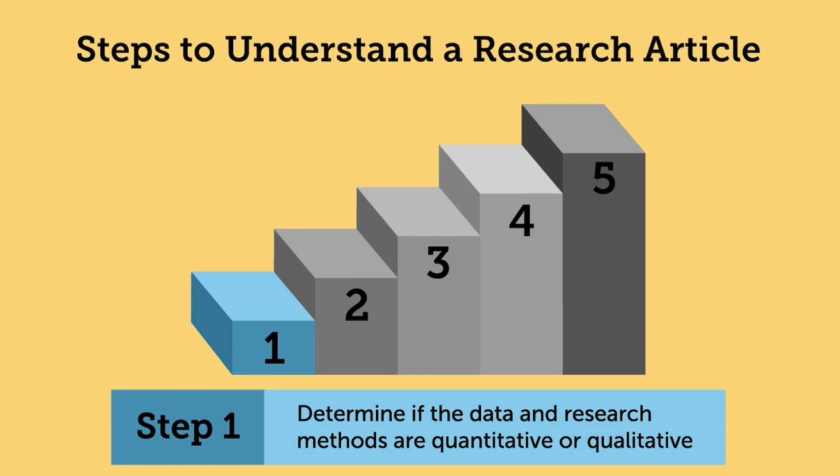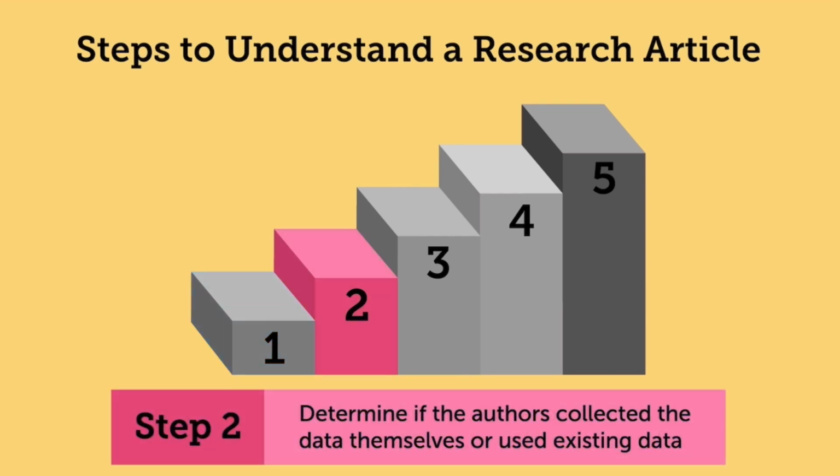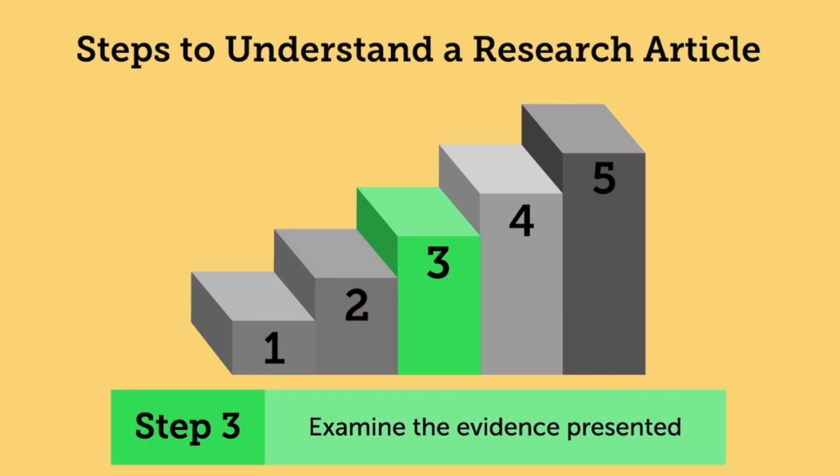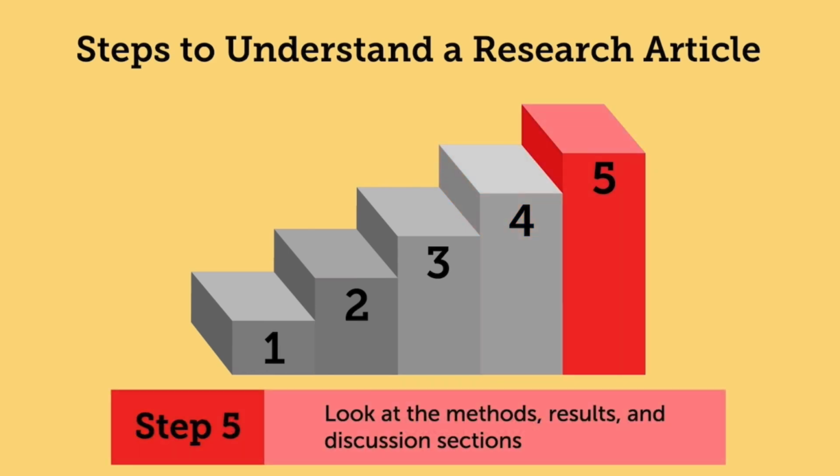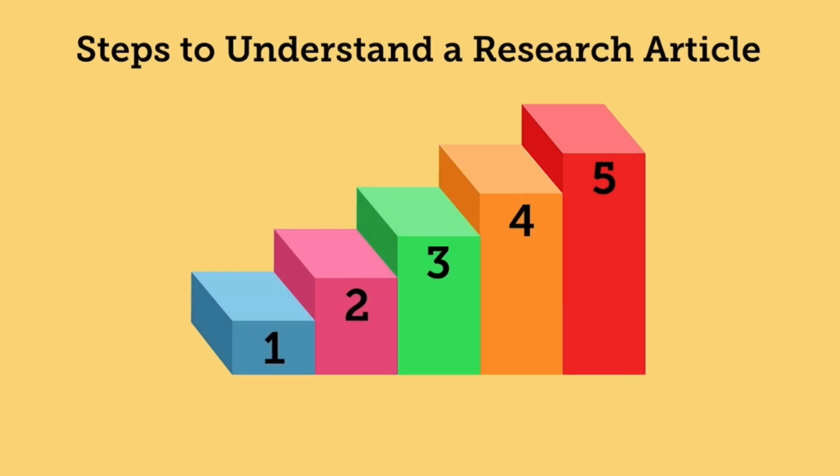Step 1. Determine if the data and research methods are quantitative, numbers, or qualitative, words. Step 2. Determine if the authors collected the data themselves or used existing data. Step 3. Examine the evidence. Step 4. Use the abstract. Step 5. Look at the method, results, and discussion sections.